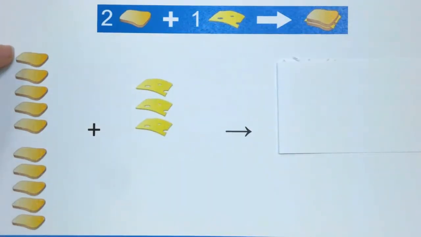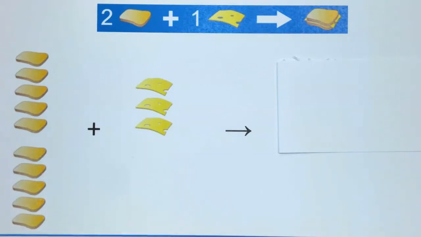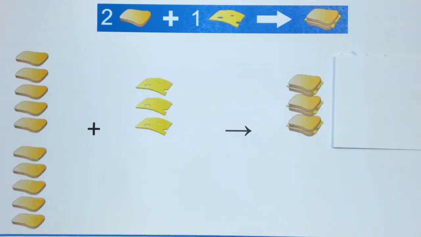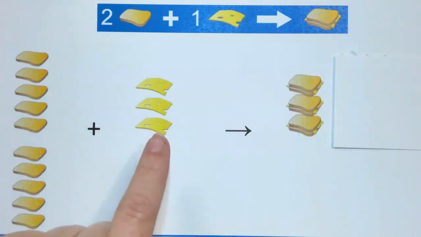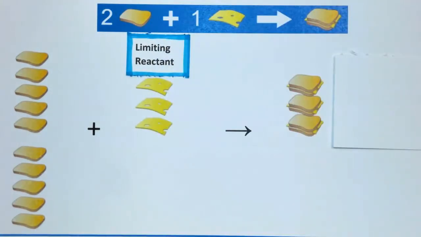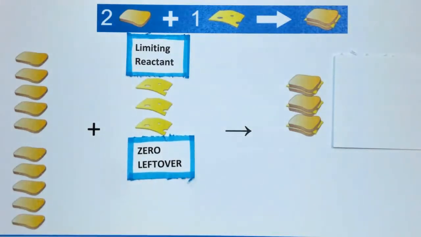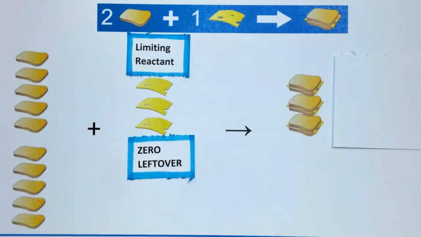So if we happen to have 10 slices of bread and 3 slices of cheese, how many sandwiches can we make? Well, we could only make 3 sandwiches, and that's because we're going to run out of cheese before we use up all of our bread. So the cheese is known as our limiting reactant, which means that I'm going to have 0 cheese left over once I make my sandwiches.